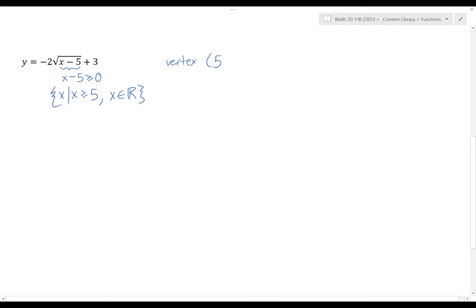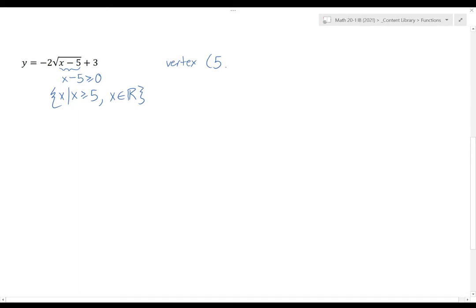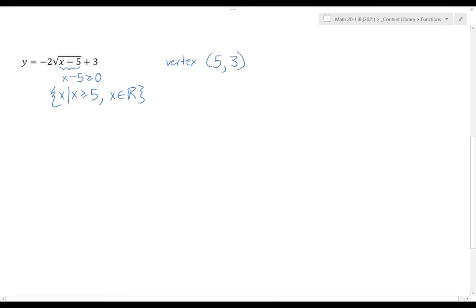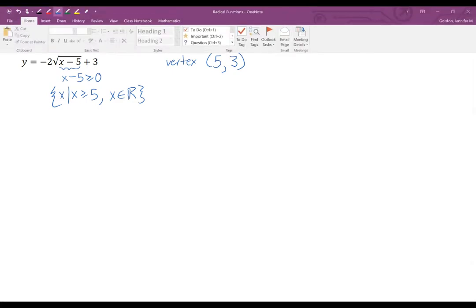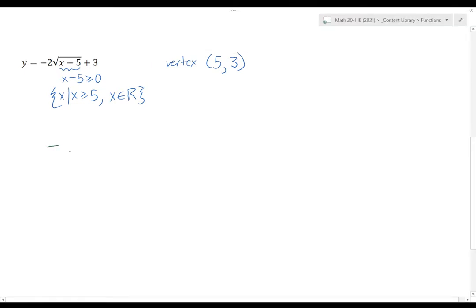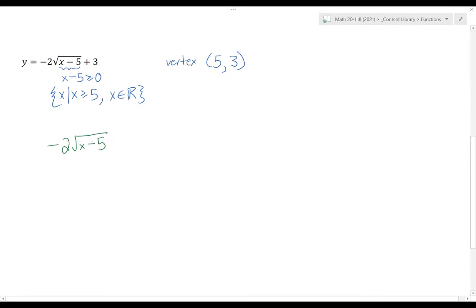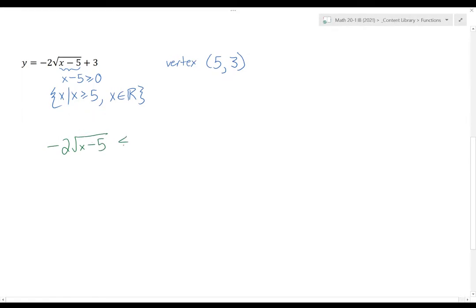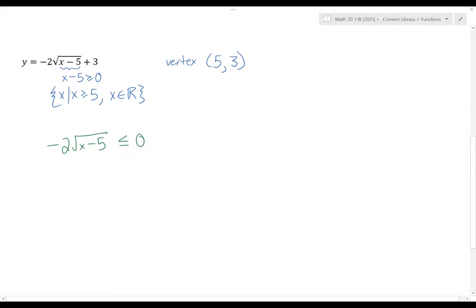You are, of course, welcome to use interval notation as well. Now for the y value of the vertex, what we learned from quadratics would seem to suggest that it's going to be 3. And in fact, if I reason out what would happen, that's going to be true as well. Because the root of x minus 5 is positive, if I multiply it by negative 2, that is going to have to be less than or equal to 0.